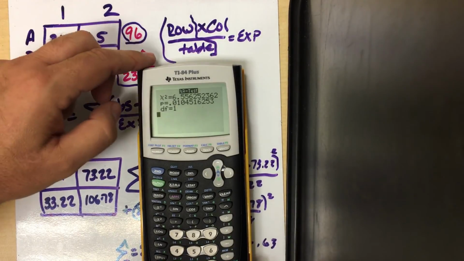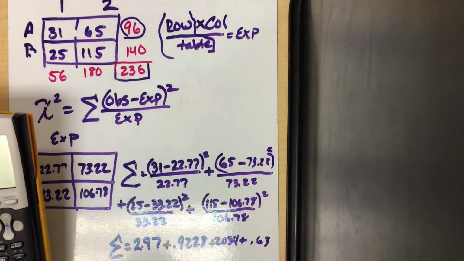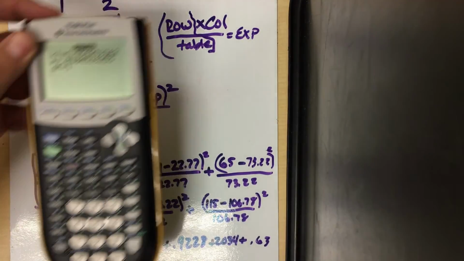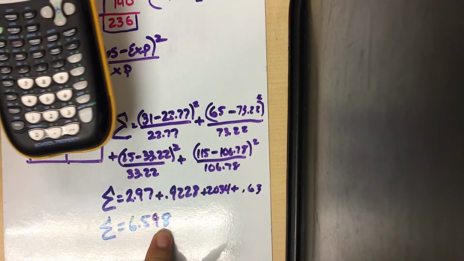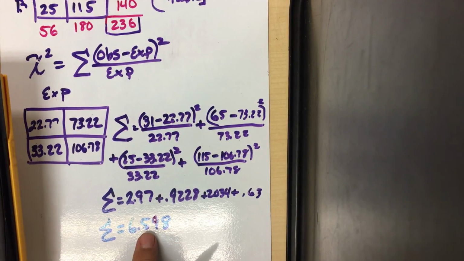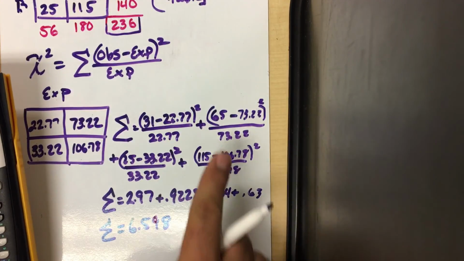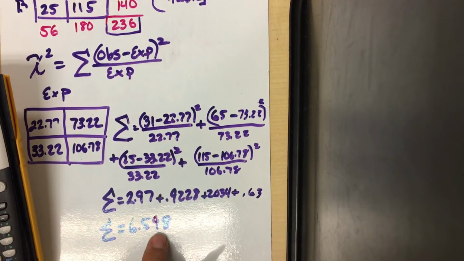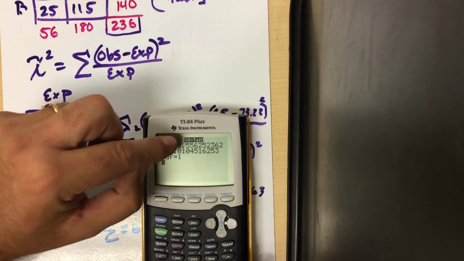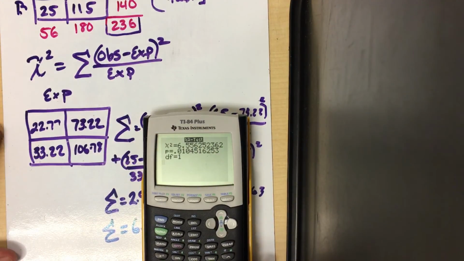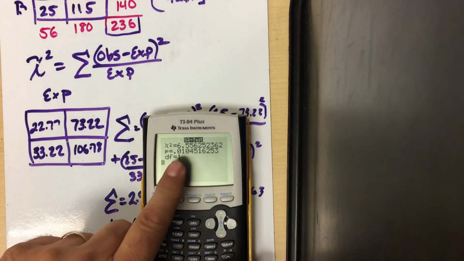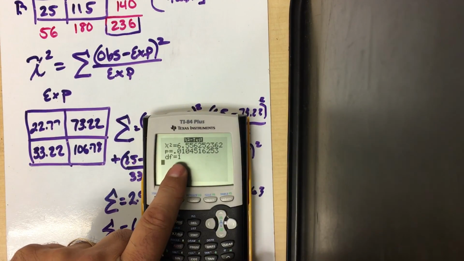Notice 6.556, versus 6.598. I'm a little bit off due to rounding, but it's pretty darn close, right? So there was a ton of rounding that took place in there. 6.598, that's roughly 6.6. And 6.556, that's roughly equivalent to 6.6. And then here's the associated p-value and the degrees of freedom.